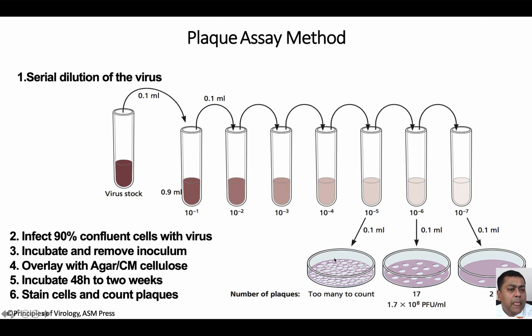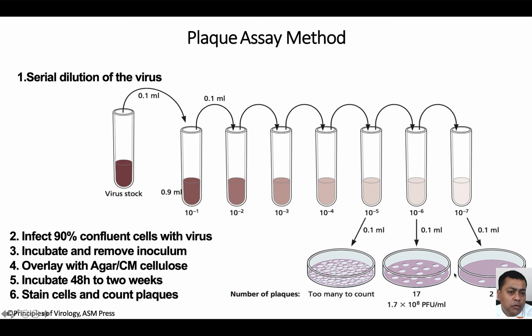So you overlay them and they will solidify, and then you just incubate in the incubator at the permissive temperature, which is usually for most animal cells 37 degrees Celsius. And the plaques will form as quickly as 48 hours or 2 days. Sometimes in some cells, it may take even 1 or 2 weeks, depending upon how virulent that virus is or that plaque formation characteristic.